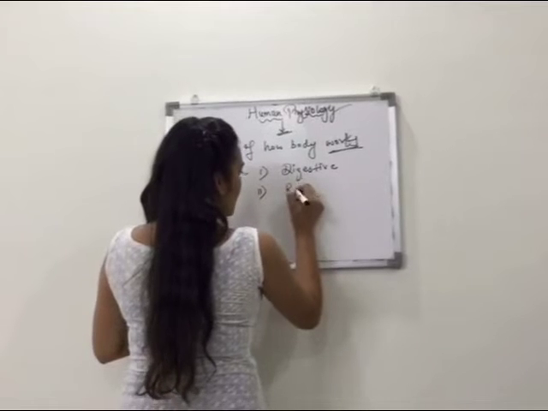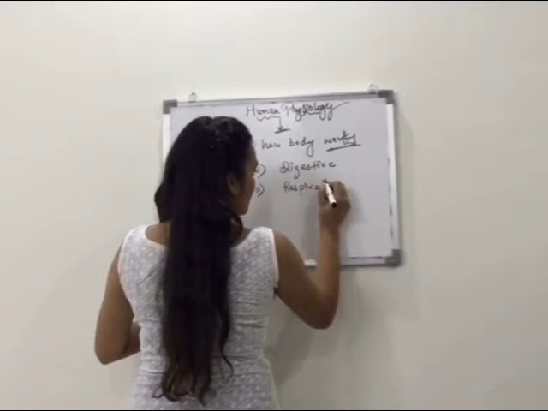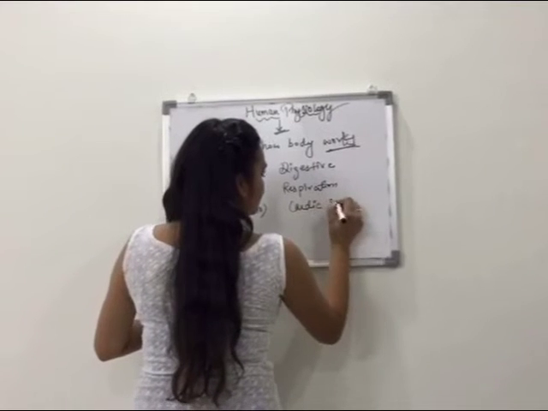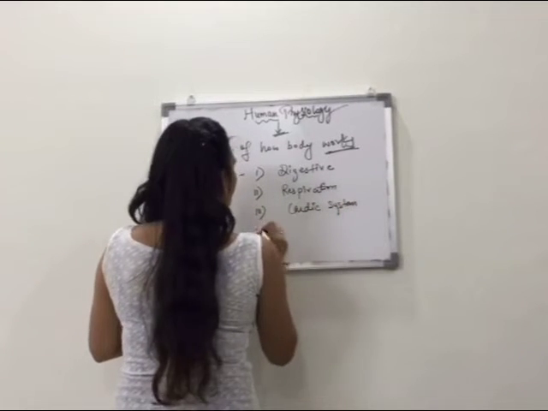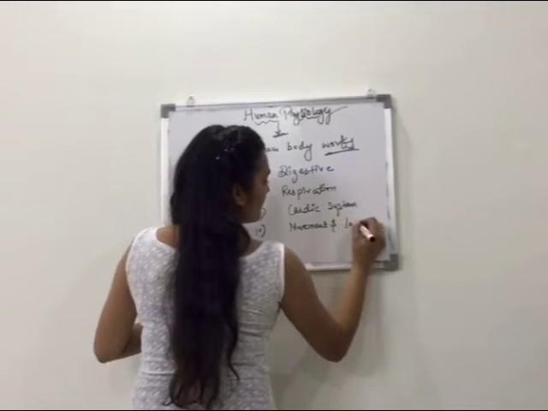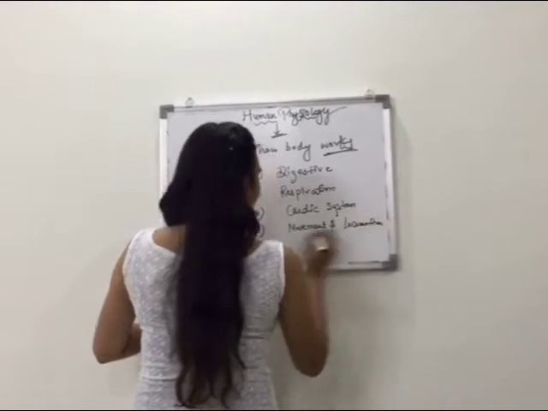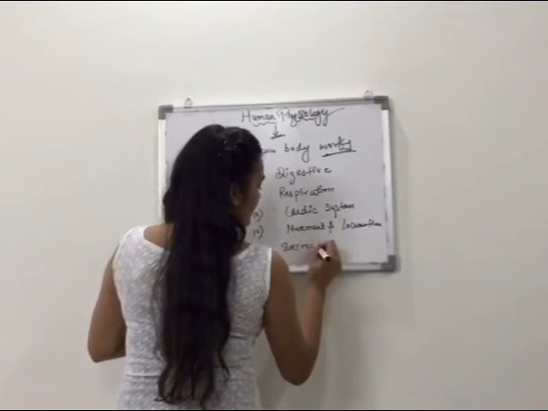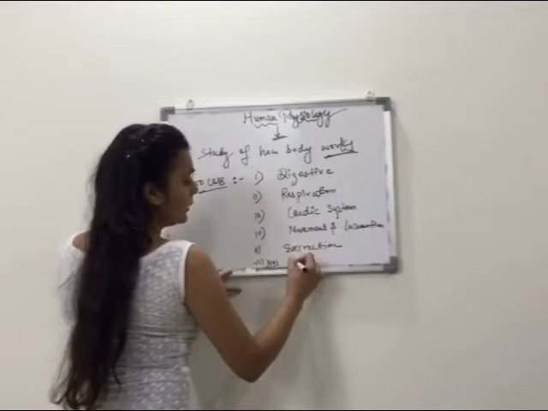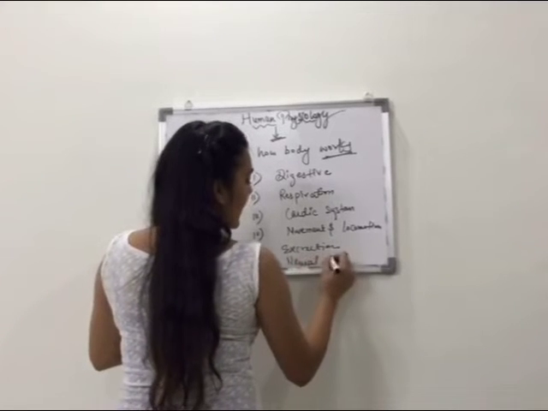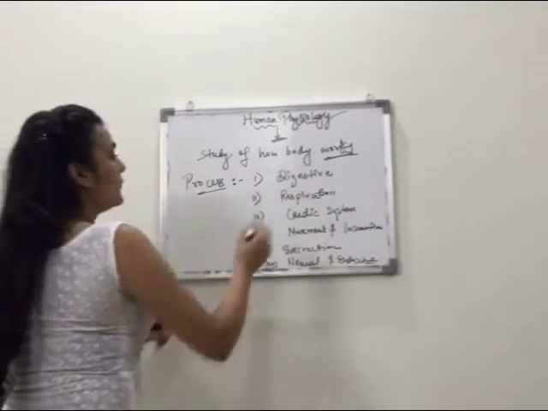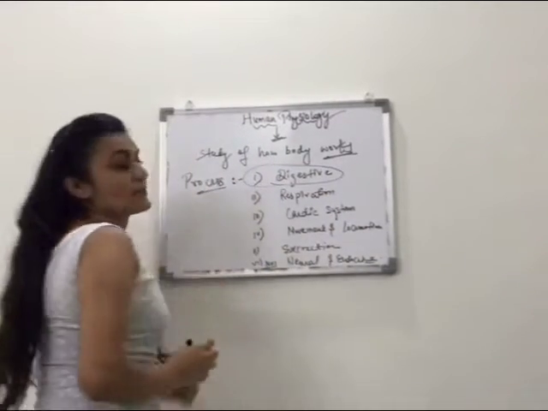The second one is the respiratory, or you can say respiration. The third one is the cardiac system. The fourth one is movement and locomotion, and then excretion. Other than that, we know about two more terms: the neural, or nervous system, and the endocrine system, that is the hormonal part. So we can discuss them briefly. First, we will discuss the digestive system.